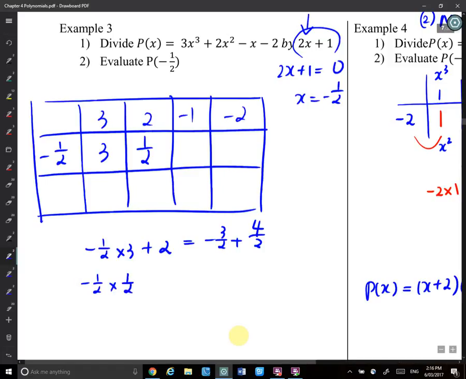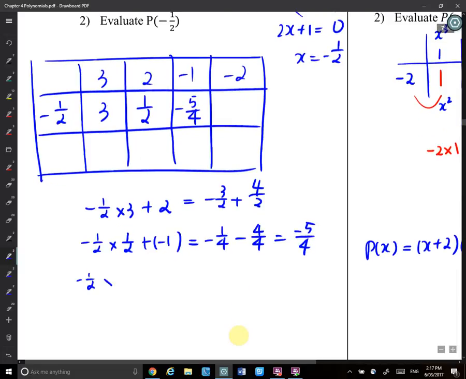Negative a half times a half, plus negative 1, gives you negative a quarter minus 1, which is negative 5 on 4. The last one is negative a half times negative 5 on 4, plus negative 2, which gives you 5 on 8 minus 16 on 8, that is minus 11 on 8. So you have minus 11 on 8.